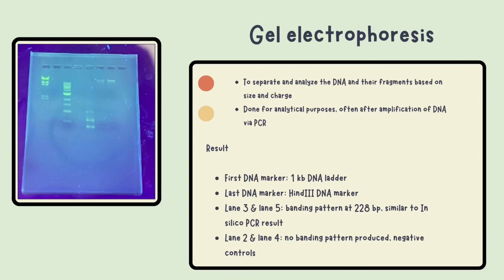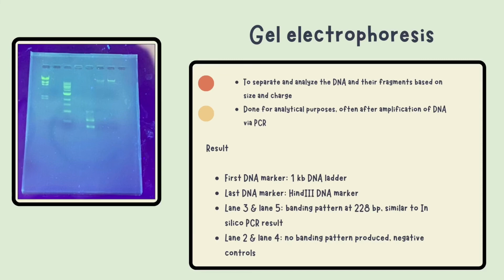Lastly, gel electrophoresis was performed to separate and analyze the DNA and their fragments based on size and charge. Gel electrophoresis is usually done for analytical purposes, often after the amplification of DNA via PCR. DNA travels through the agarose using an electric field. The molecules travel across the gel at different paces, thus forming distinct banding patterns on the gel.